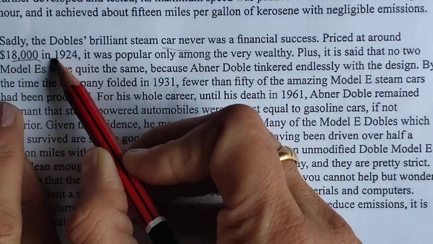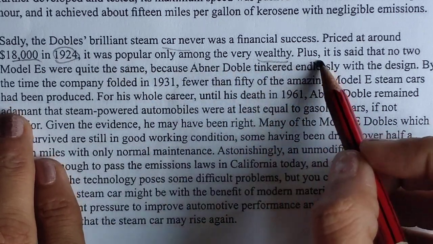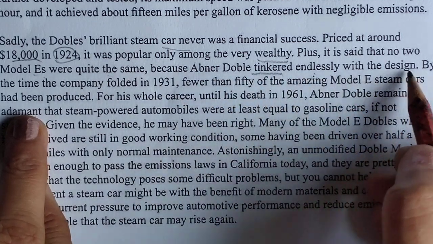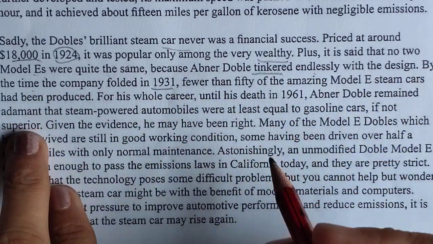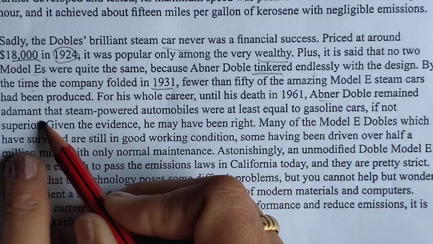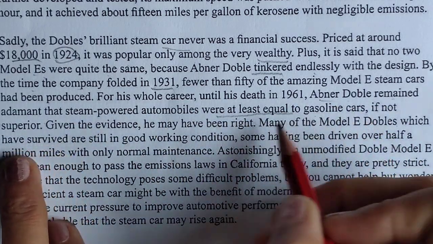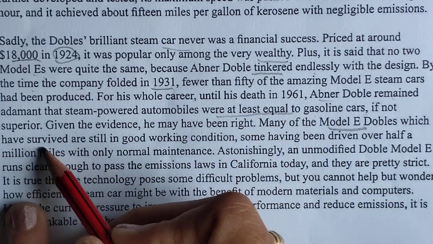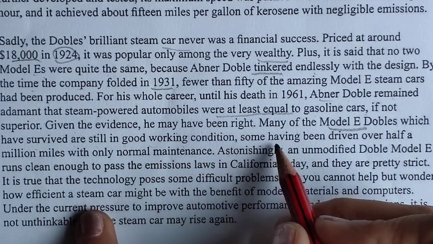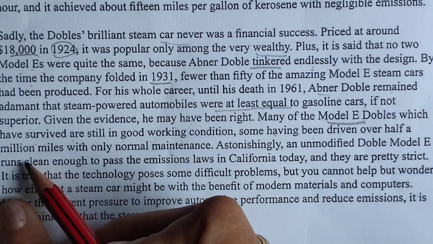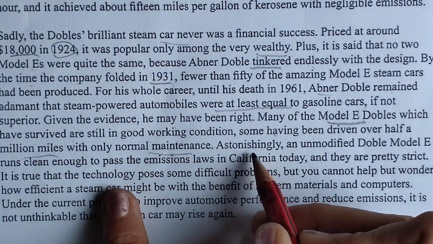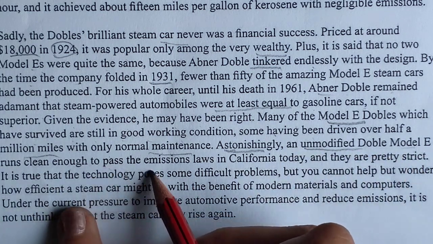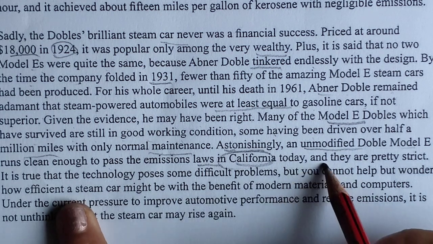Priced at around this in 1924, it was popular only with the very wealthy. Plus, it is said that no two models were alike, as he tinkered endlessly with the design. By the time the company folded, they are talking about the past here, the steam cars remained advanced or were at least equal to the gasoline cars. If not, given the evidence, he may have been right. Many of the models which have survived are still in good working condition. Some have been driven over 500,000 miles with only normal maintenance. Astonishingly, an unmodified Model E runs clean enough to pass the emissions law in California, and they are pretty strict.